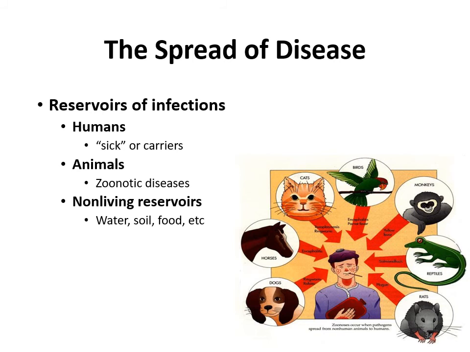The next one are the non-living reservoirs, and these include things like water, soil, food, air. Okay. And when you look at all the reservoirs on this slide, from humans to animals to non-living reservoirs, including water, soil, food, you have to ask yourself, which of these reservoirs would you consider the most dangerous? And out of all of these reservoirs, you may be surprised to know, water is the most dangerous of all the reservoirs.